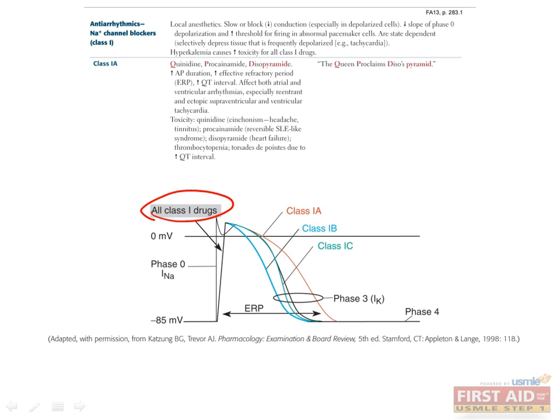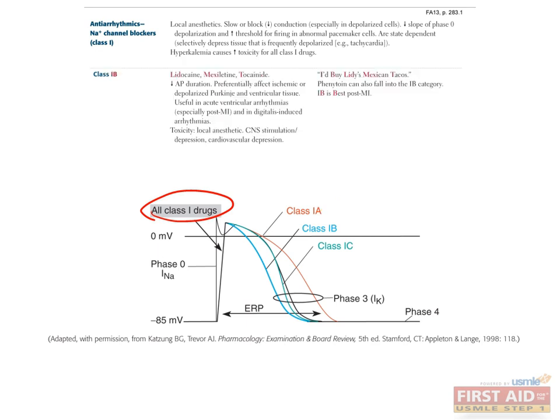Class 1 drugs are further split into subclasses A, B, and C based on the specific details of their pharmacokinetics. Class 1A drugs prolong phase 3 of the action potential, which you can see here in the red line, and this thereby increases the effective refractory period and QT interval drastically. This class includes quinidine, procainamide, and disopyramide.